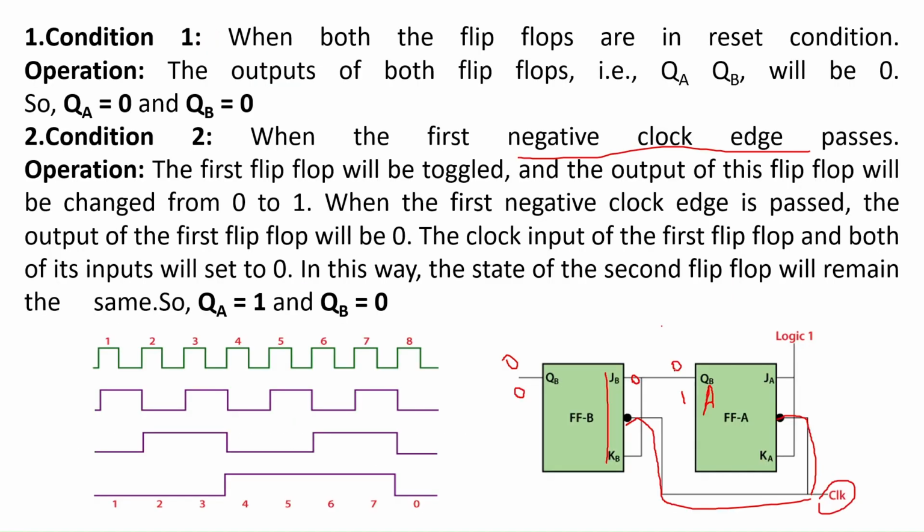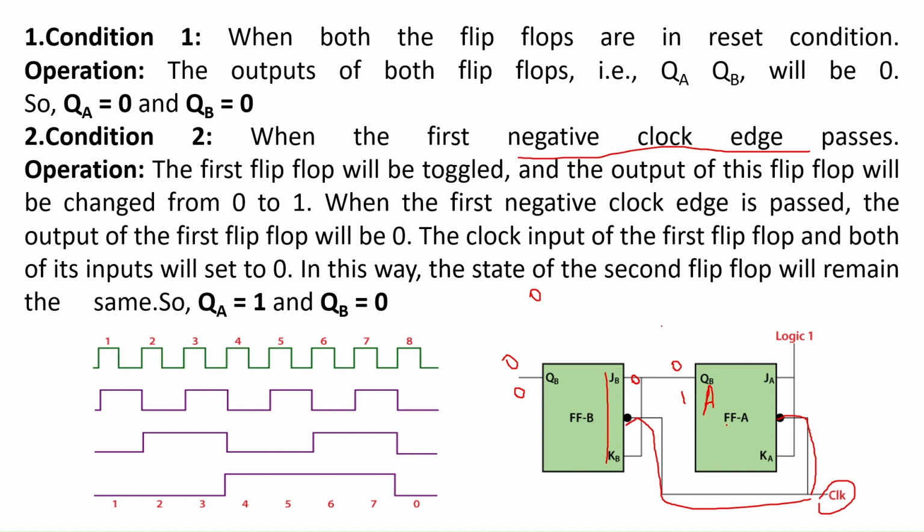Initially, the outputs of both flip-flops are 0, 0, which represents the decimal count 0. When the first negative edge of the clock passes to the flip-flops, since they are negative edge triggered, the output changes. Since the input of the first flip-flop is 1, it acts as a toggle flip-flop and toggles the previous output 0 to 1.